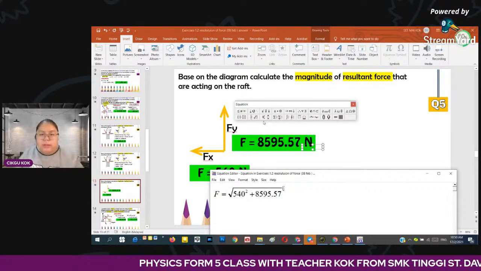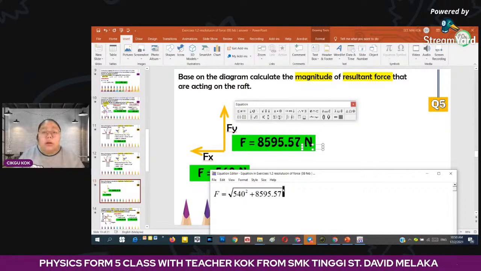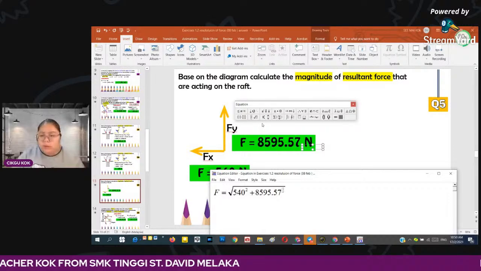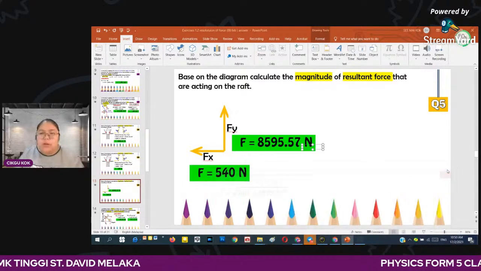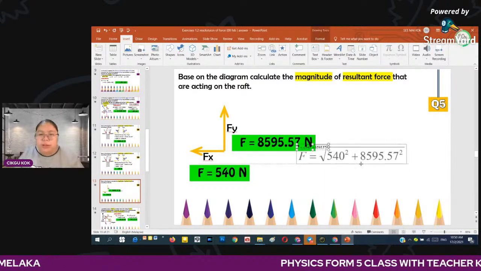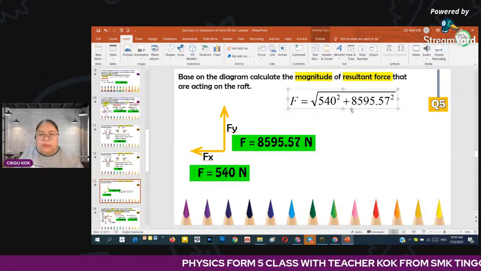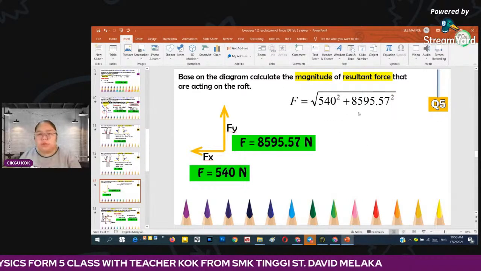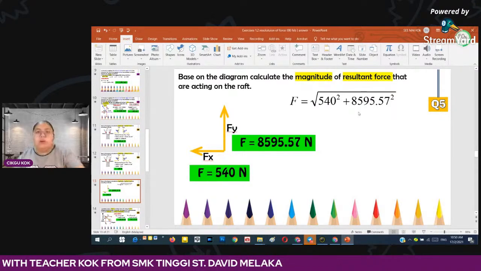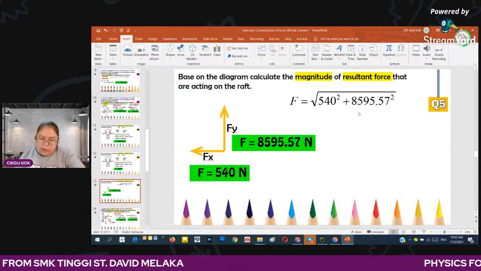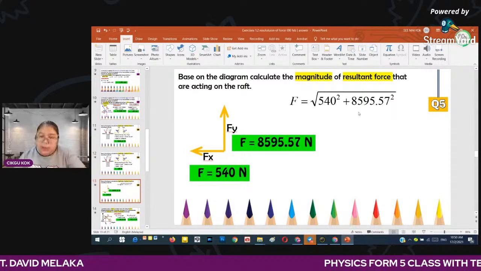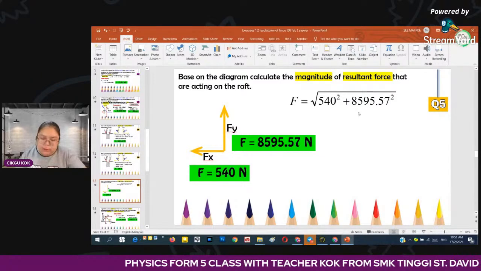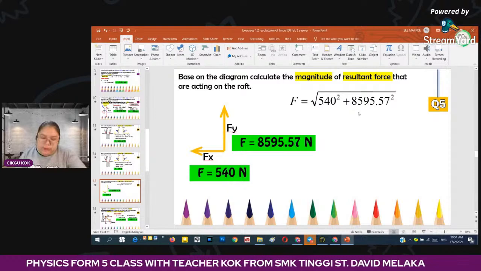Got any student answers? Still not yet, so we wait for the students to answer me. So your formula should be like this: resultant force is 540 squared, then the vertical one you also square, after that square root. So we press the calculator: 540 squared plus 8595.57 squared. Then we take the square root of the answer.